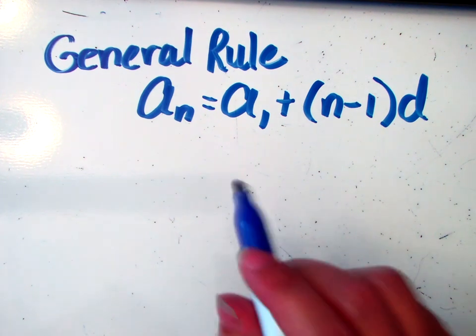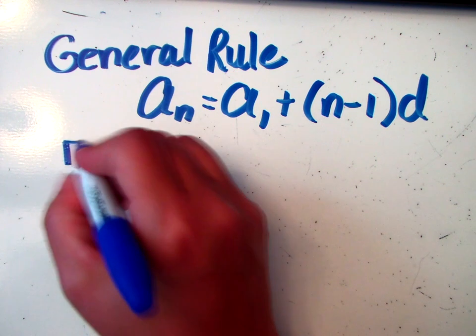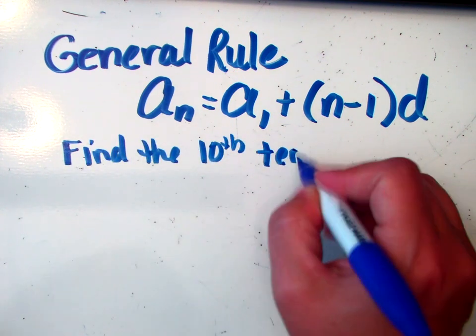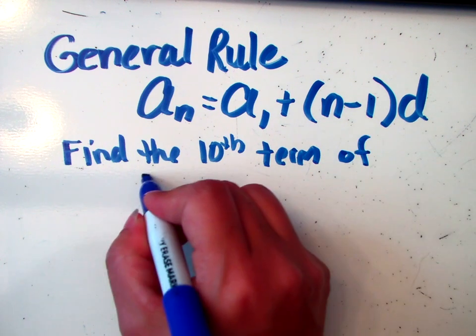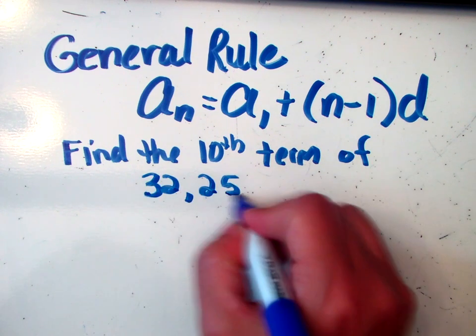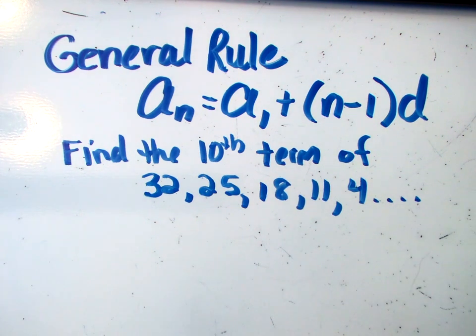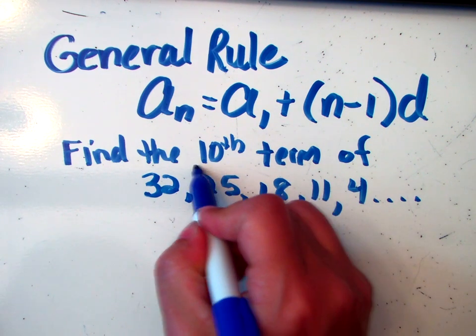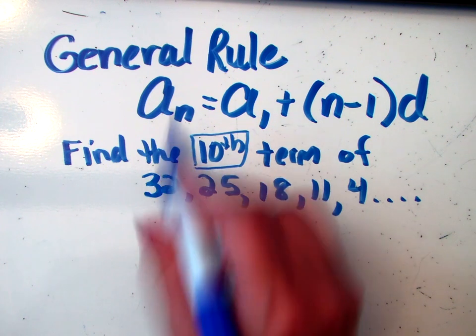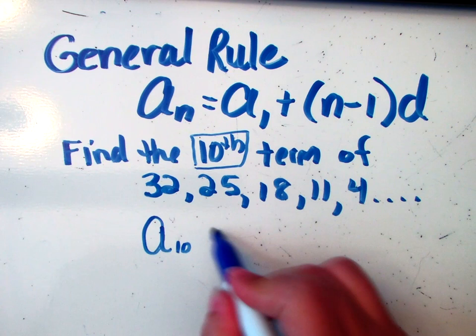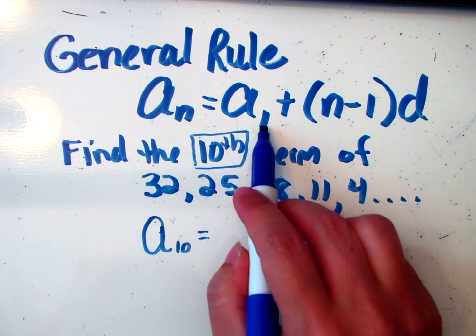Okay, so an example would be, all right, well, find the 10th term of 32, 25, 18, 11, 4, on and on and on. Okay? So the first thing that we need to do is identify what we need, okay? They say we need the 10th term. So a sub n, I need a sub 10. That's what I need.